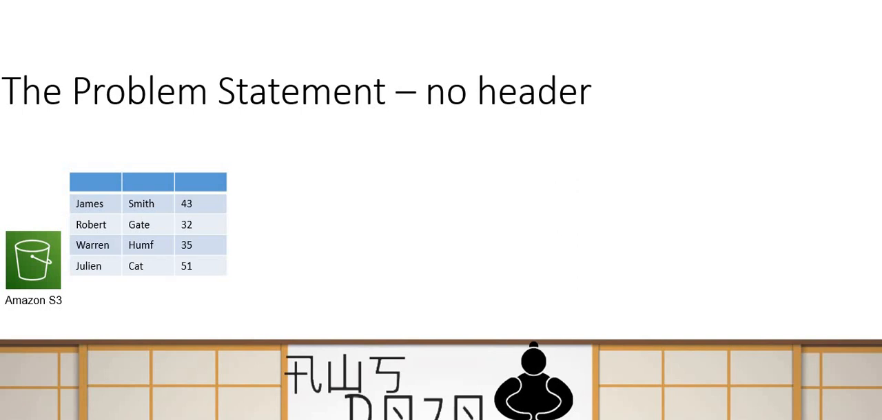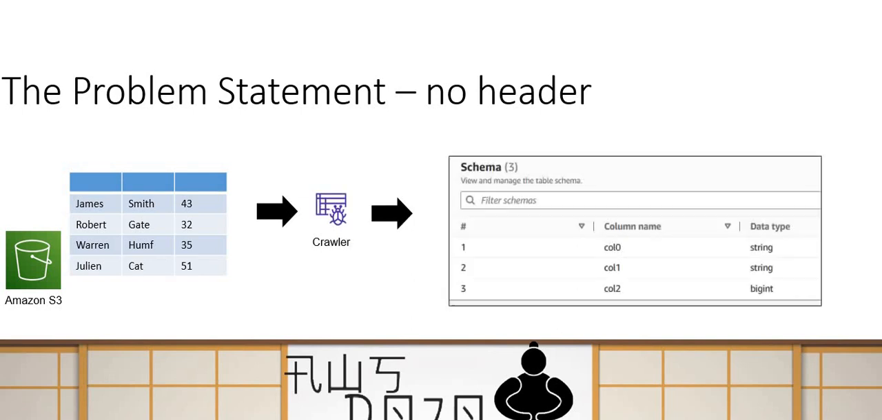But I don't have any header in this case. And if I try to run a crawler, well, the crawler says, okay, fair enough, I don't see any header here. And in that case, it will again create a catalog where it will simply generate column names as column 0, column 1, column 2, depending on how many columns you have. And then it will select the appropriate data type. Like you can see here, it's selecting string, string, and big integer.